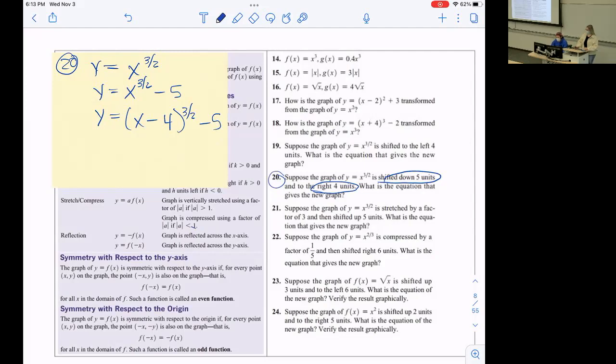Any more questions from this section? You ready? Number 15.